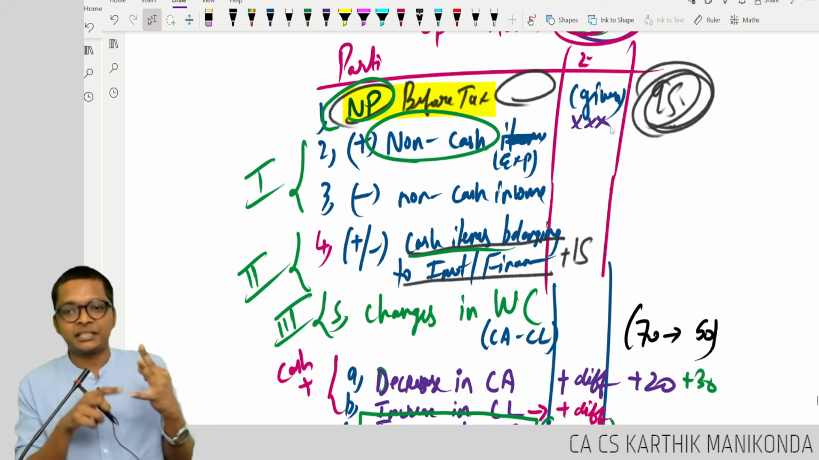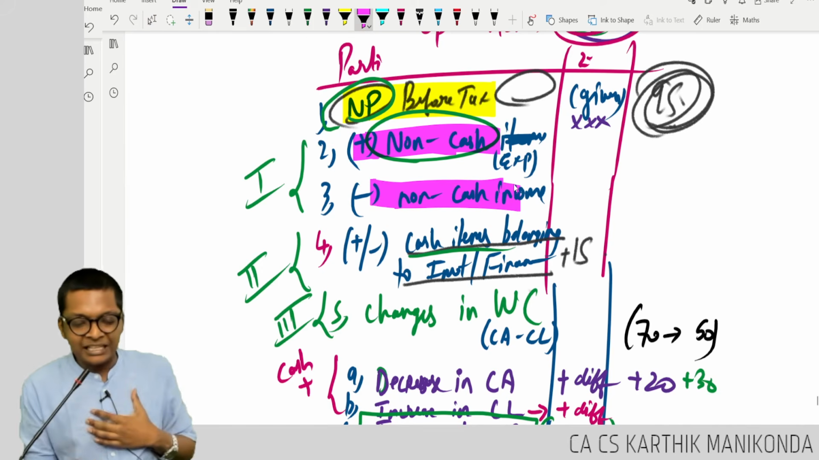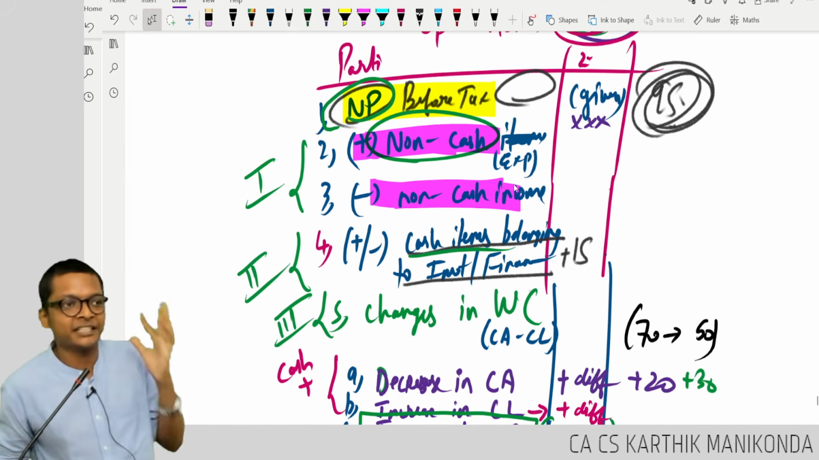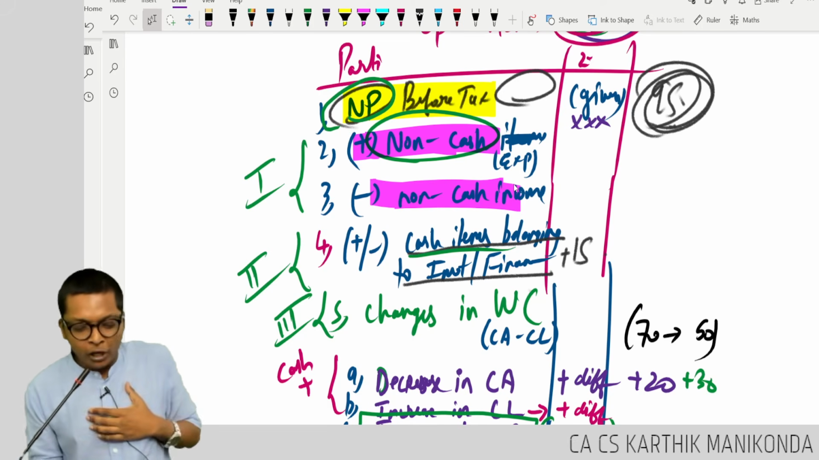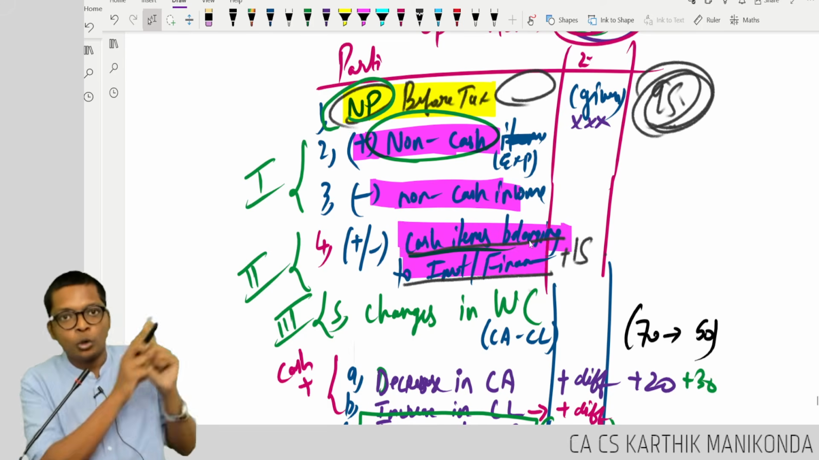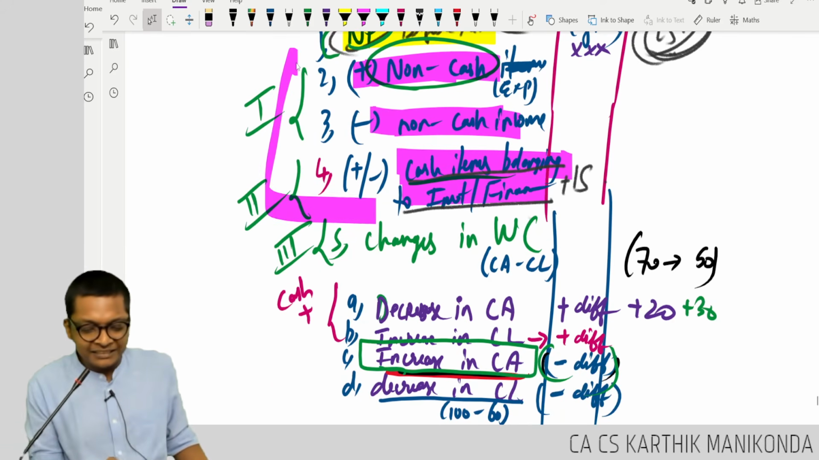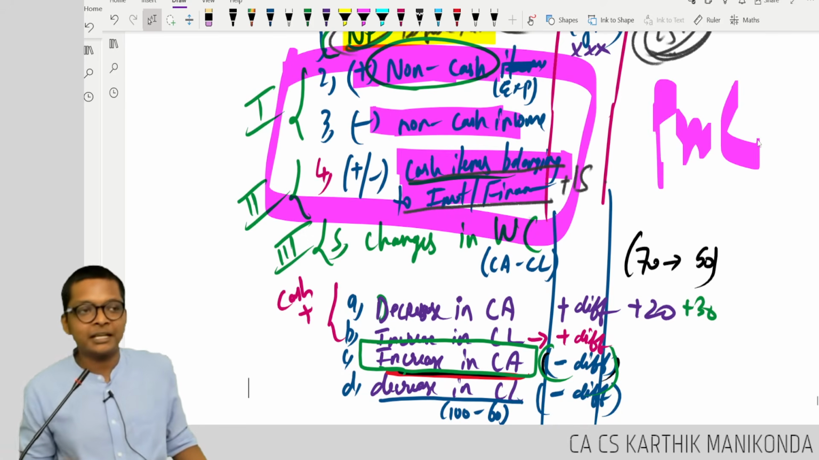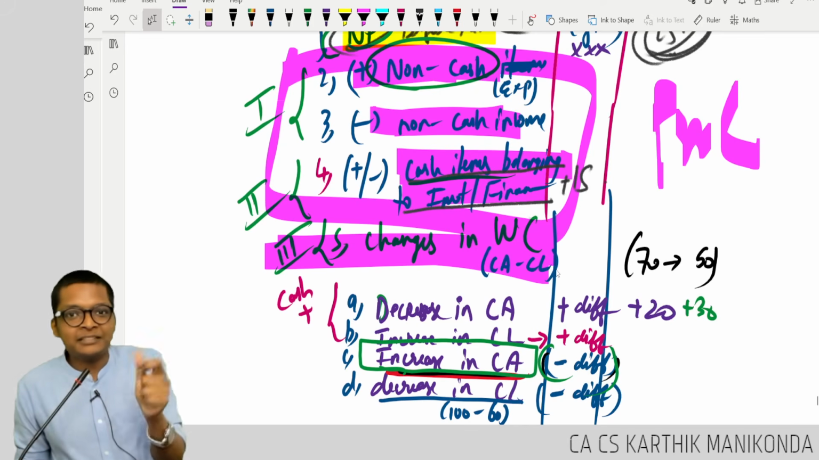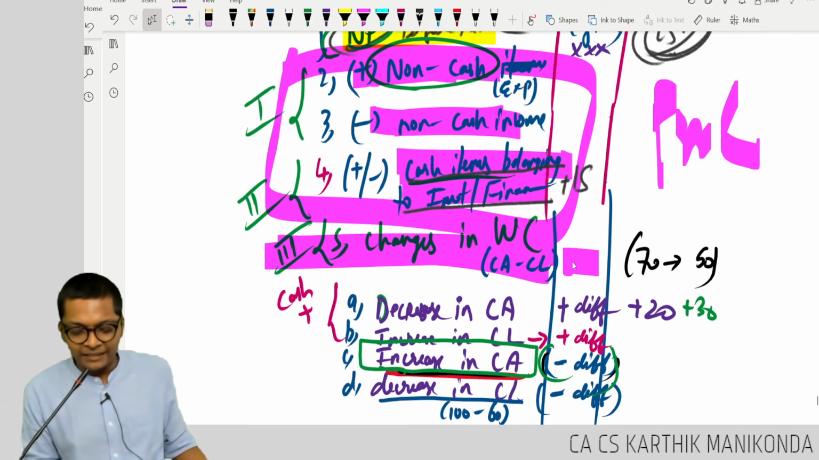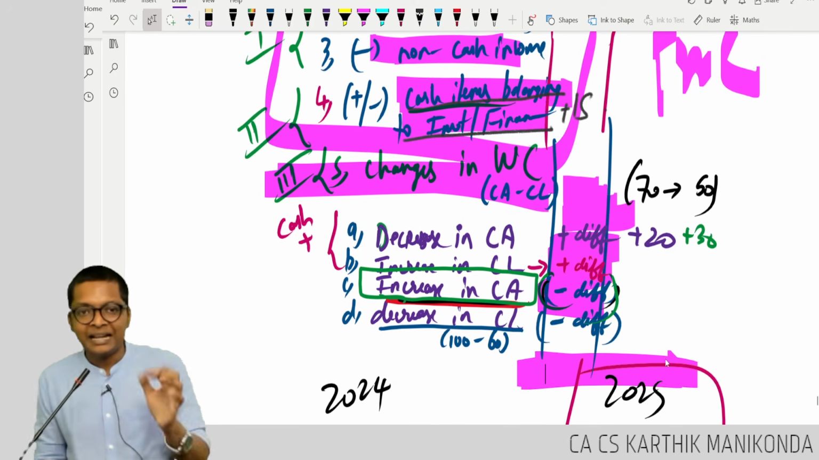You should do 3 changes, 3 adjustments. First, look for all the non-cash items, income or expense, and make necessary adjustments. That's P&L. Second, in the same P&L, look for cash items but belonging to investing or financing. The first and second are adjustments in P&L. Correct? Third is adjustments in balance sheet. In balance sheet, I will do changes in working capital. All the changes I will give impact over here. This will be the impact. Then finally you will get one answer.